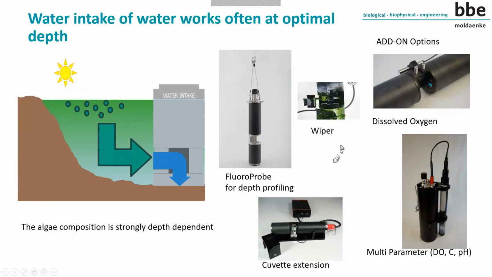If you make a fixed installation, you need a wiper. You can also add dissolved oxygen, multi-parameter conductivity and pH, available with this fluoroprobe, and also a cuvette extraction. So you can really measure laboratory samples in the laboratory, or you make depth profiling or long-time installation, and you also get the side-parameter depth dependence.